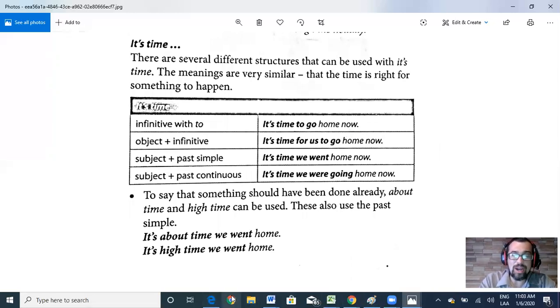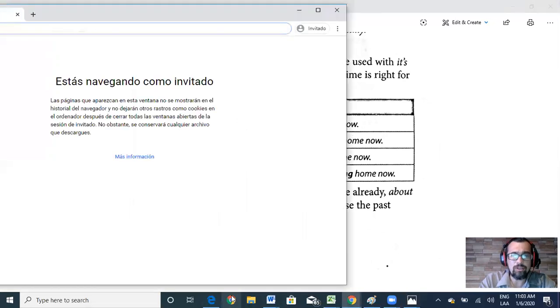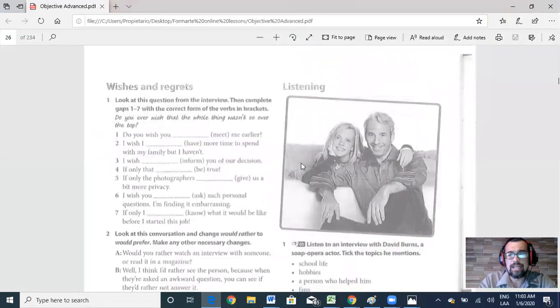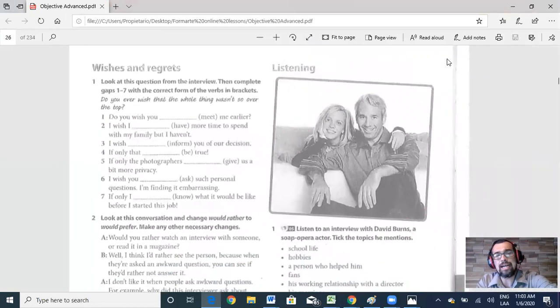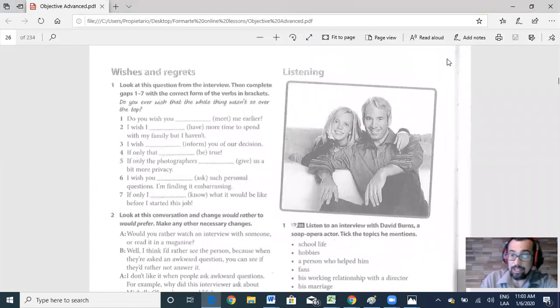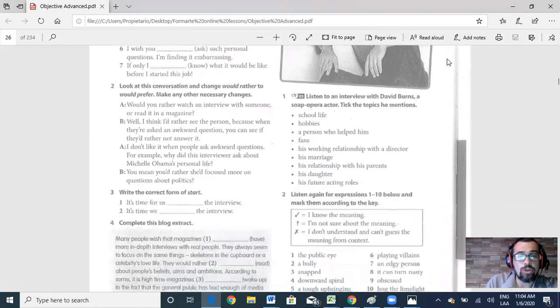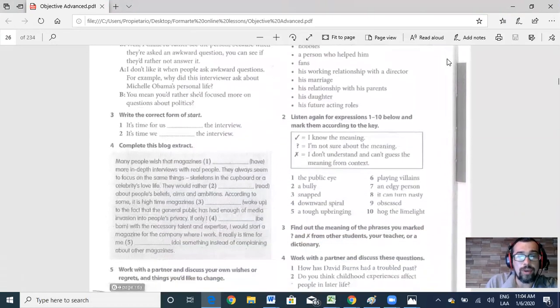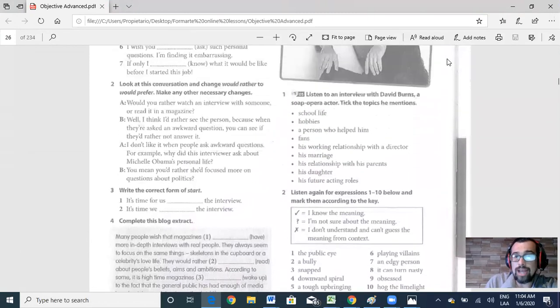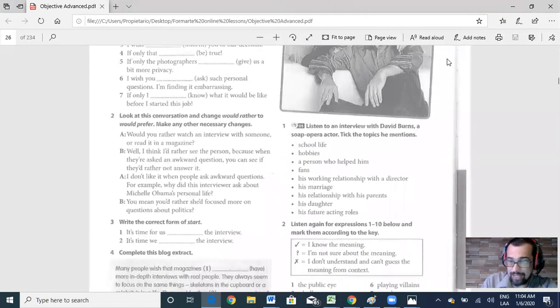Okay, so regarding our booklet, you can practice a little bit of this over here, where it says wishes and regrets. Look at this question from the interview, then complete gaps 1 to 7 with the correct form of the verbs in brackets. So please practice that. Also do parts number 2, 3, and 4, so that you can practice wishes and regrets.